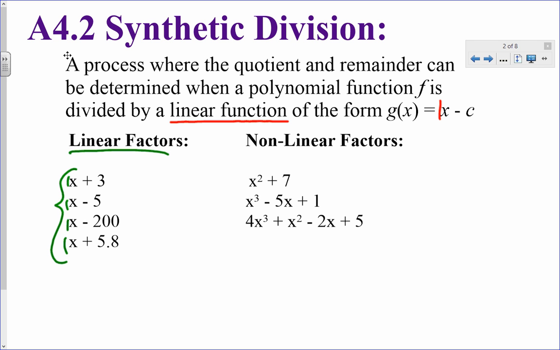Things that are nonlinear that would not work are things like this, and also linear terms like that. We could not use synthetic division to divide out. We'd have to do it the long way through polynomial long division. So let's see how this process can speed things up.